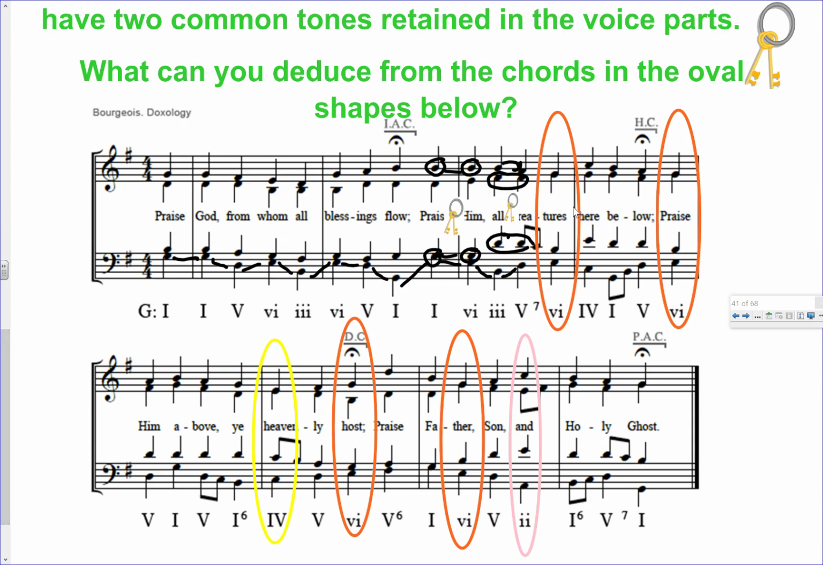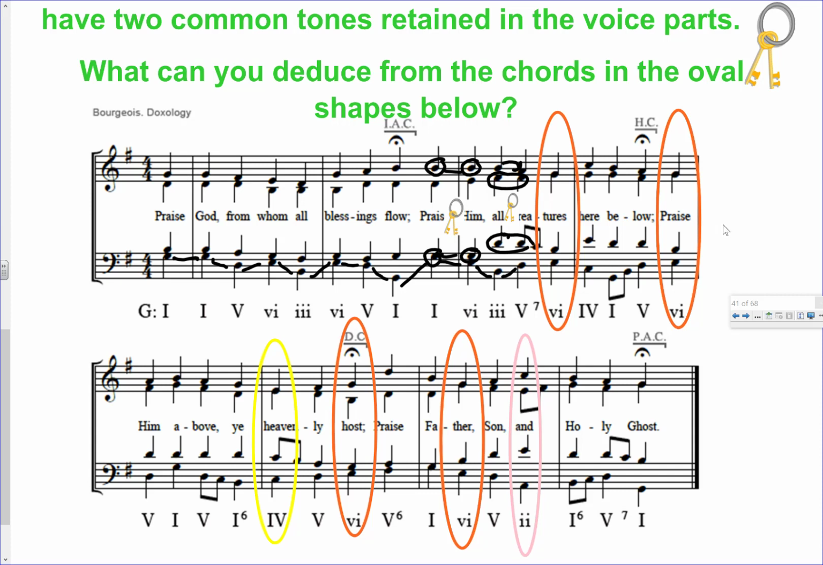Well, let's take a look at this first orange oval shape. We have a 6 chord. It appears to be in root position because we're in the key of G. And we know that one of the rules is to double the root when in root position. But clearly the root is not doubled here. The third is doubled. And it's doubled in the soprano and alto voice.